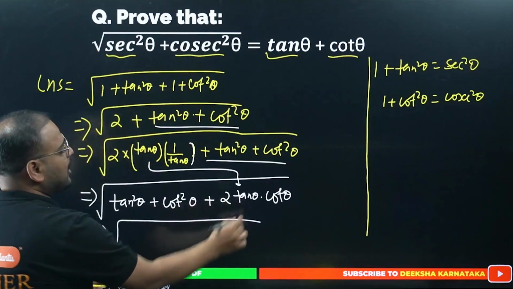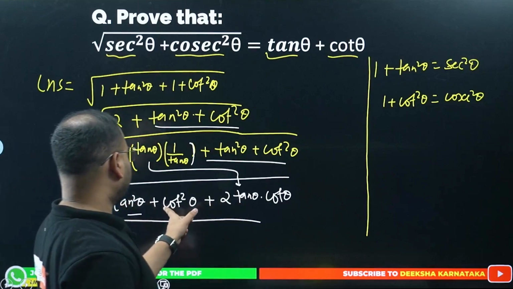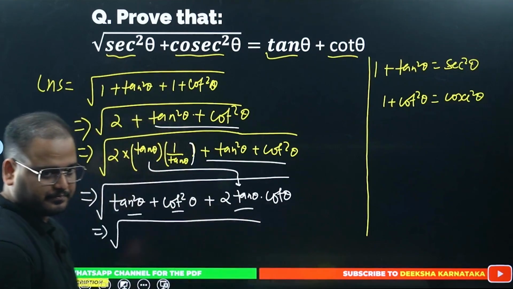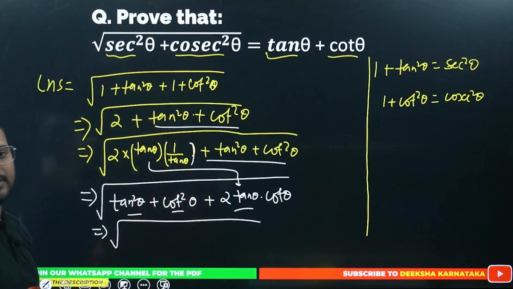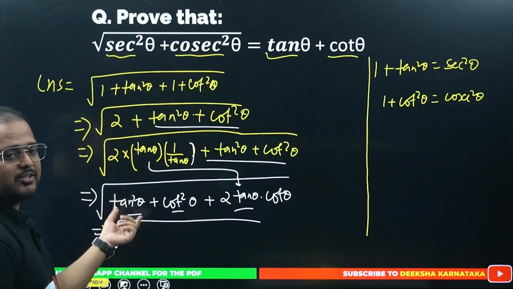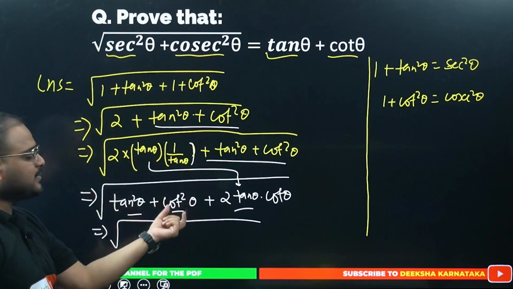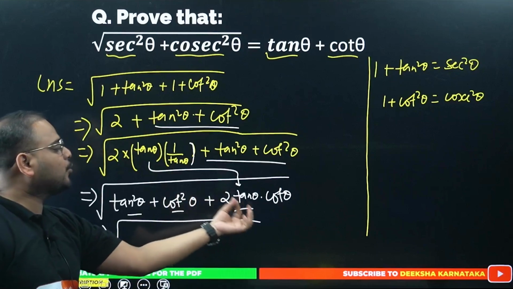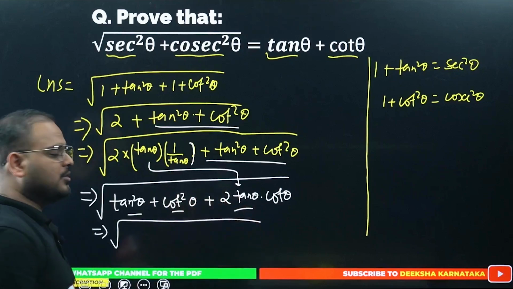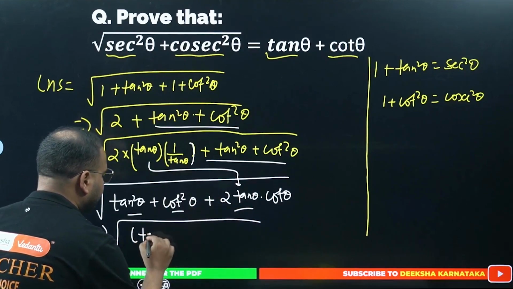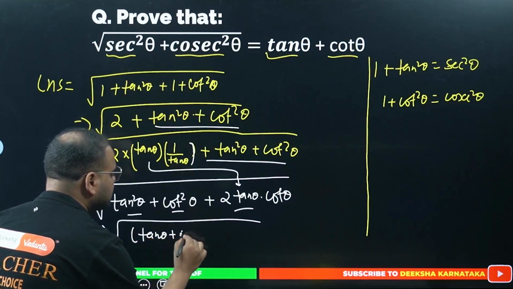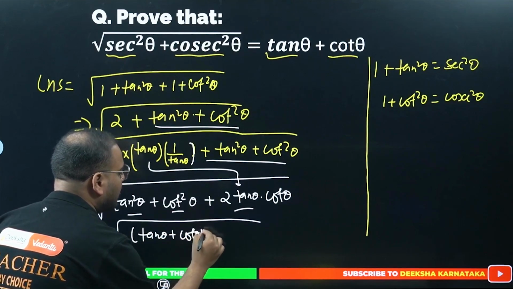a square plus b square plus 2ab. Check, tan is a, so tan square is a square. Cot is b, so cot square is b square. And 2 tan cot is 2ab. So this will become (tan theta plus cot theta) whole square.